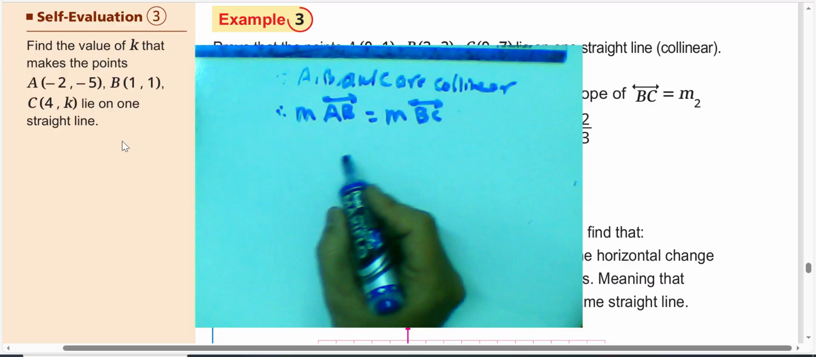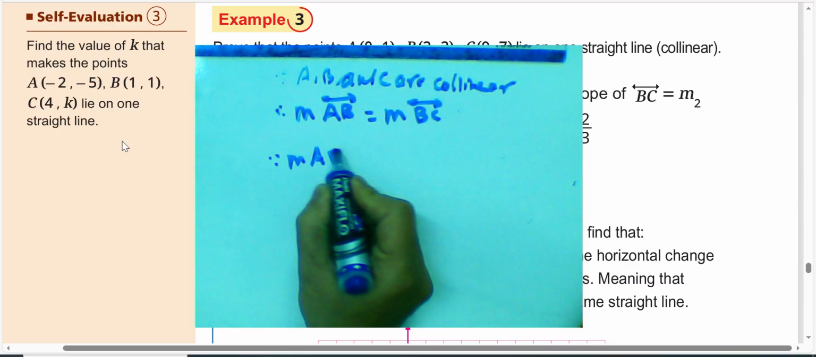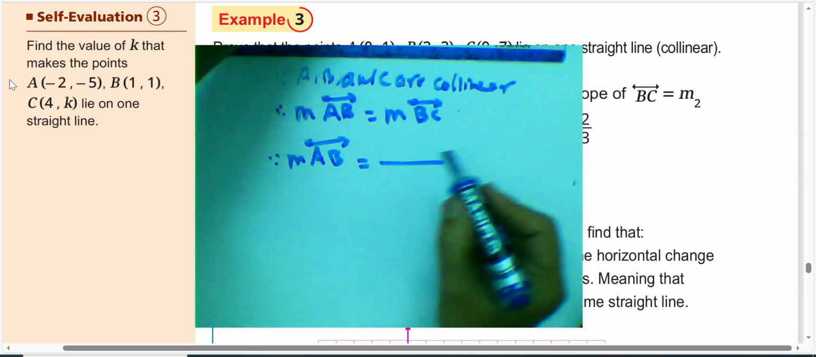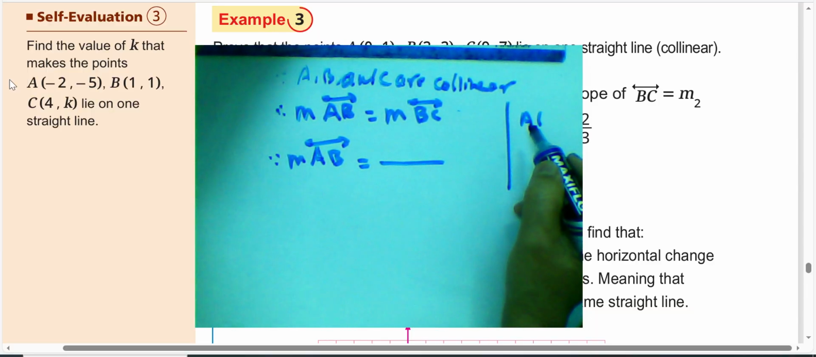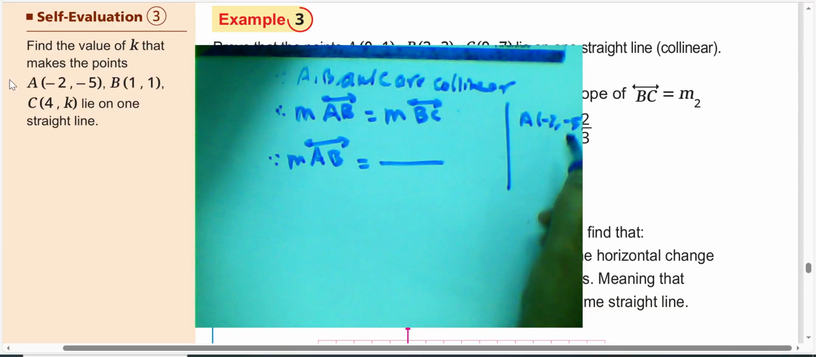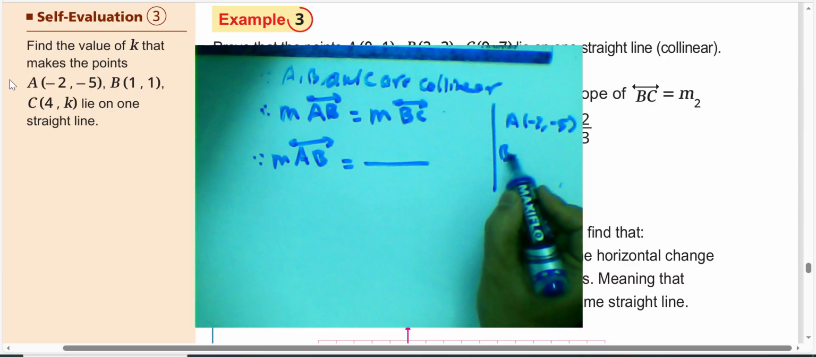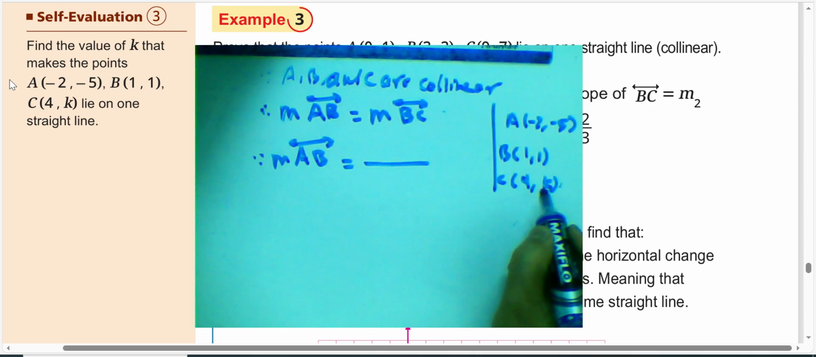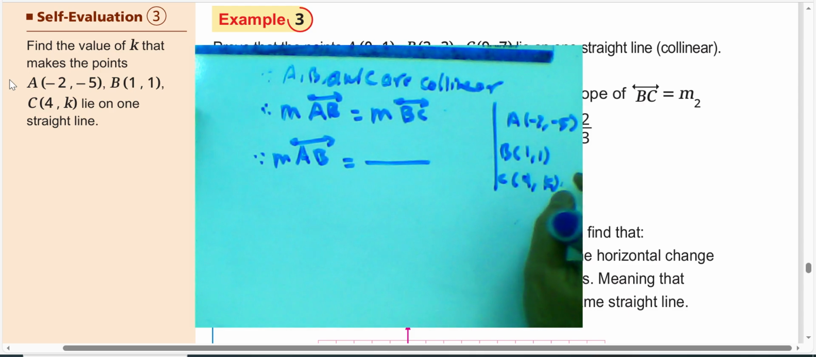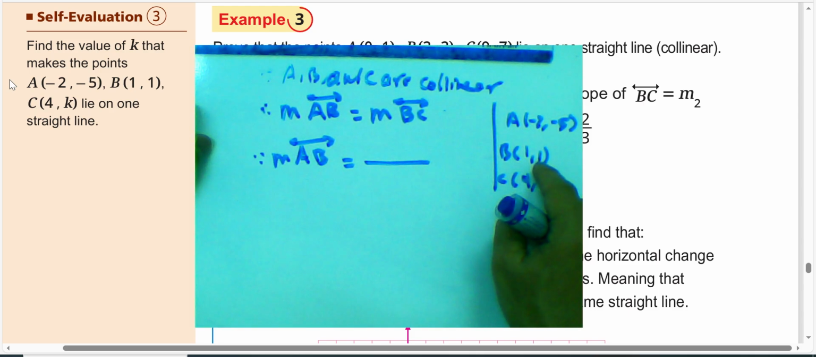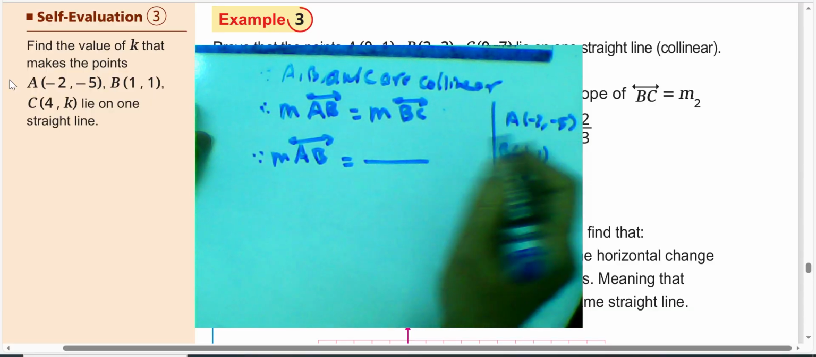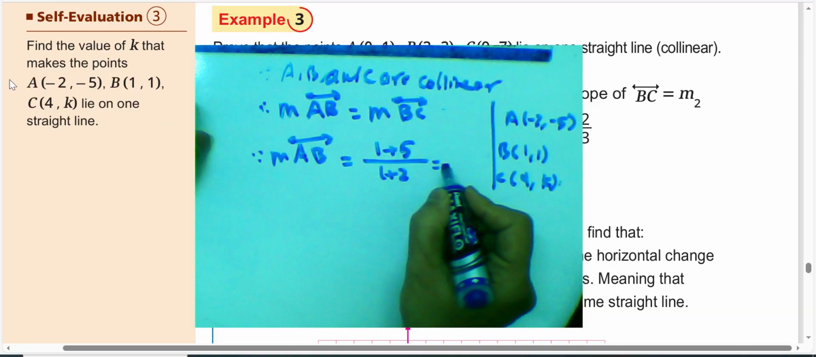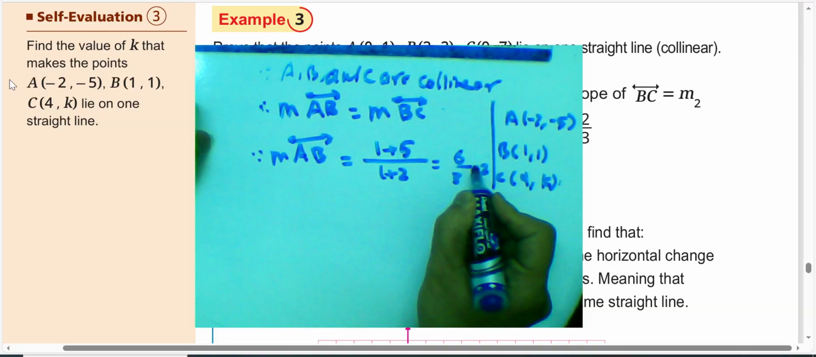Such that the slope of AB. Listen, we have A and B. He gave me this information. Point A is (negative 2, negative 5), point B is (1, 1), and point C is (4, k). For A and B, we can write negative 5 minus 1, or 1 minus negative 5, it will be 1 plus 5, over 1 minus negative 2, it will be 1 plus 2. The result will be 6 over 3. The result will be 2.